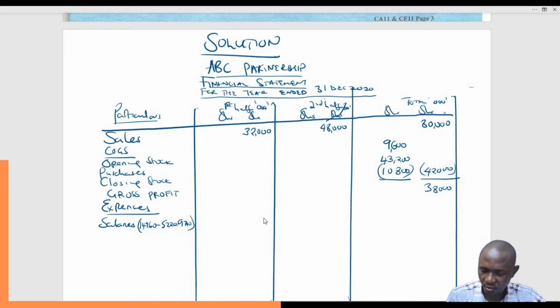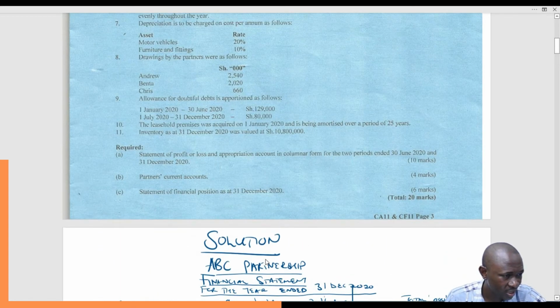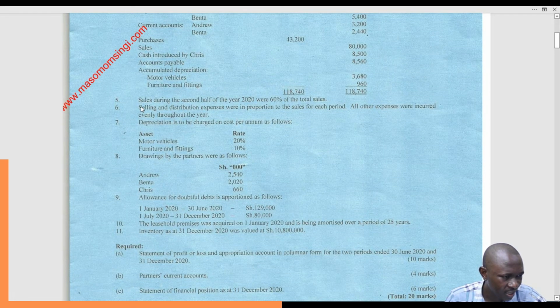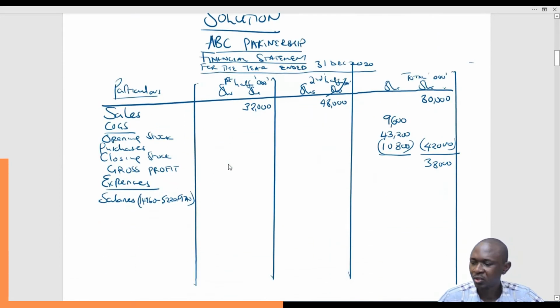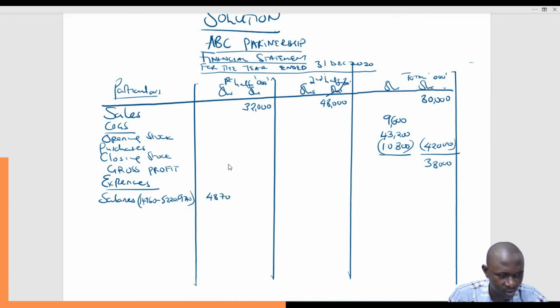Now, salaries. What have we been told about salaries? I think they are part of what is evenly distributed. So 9740 divided by 2, we have 4870. So it means here we'll have 4870, and here we'll also have 4870. Then the total is 9740.